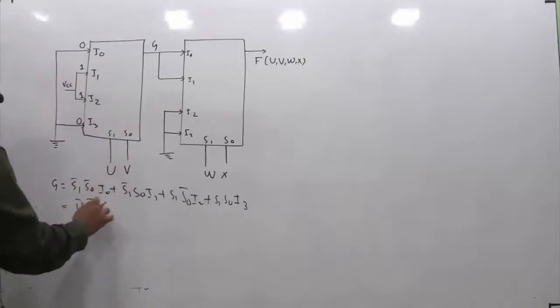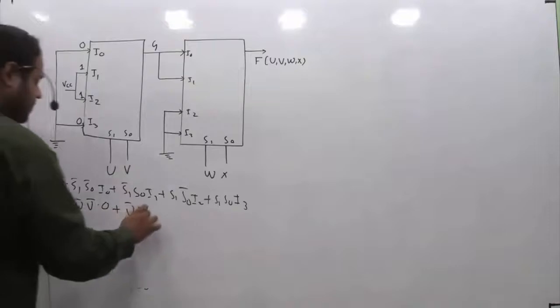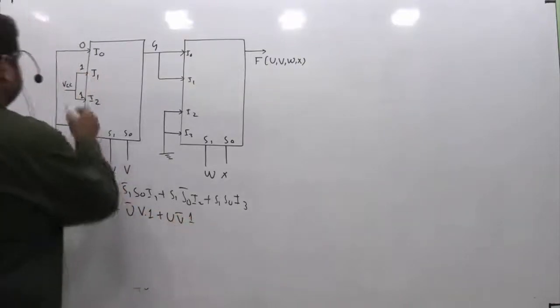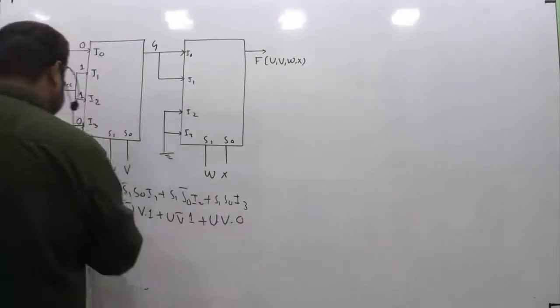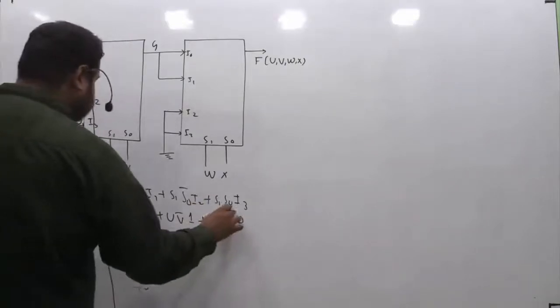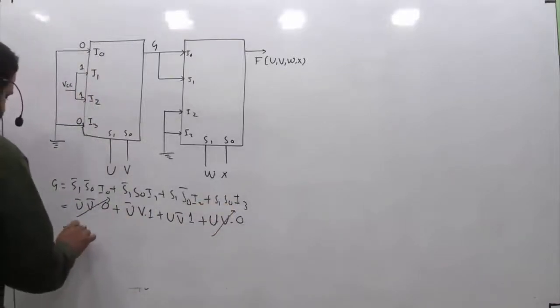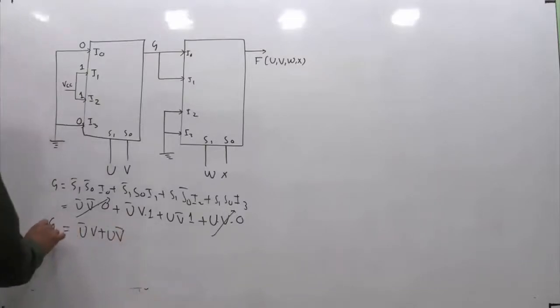In I0 we have 0. Then you have U bar V, and in I1 we have 1. Then you have U V bar, again I have 1. Then you have UV, and this is 0. So this term becomes 0, this term becomes 0. Then we are left with U bar V plus UV bar. So this is the expression of Z. Alright.